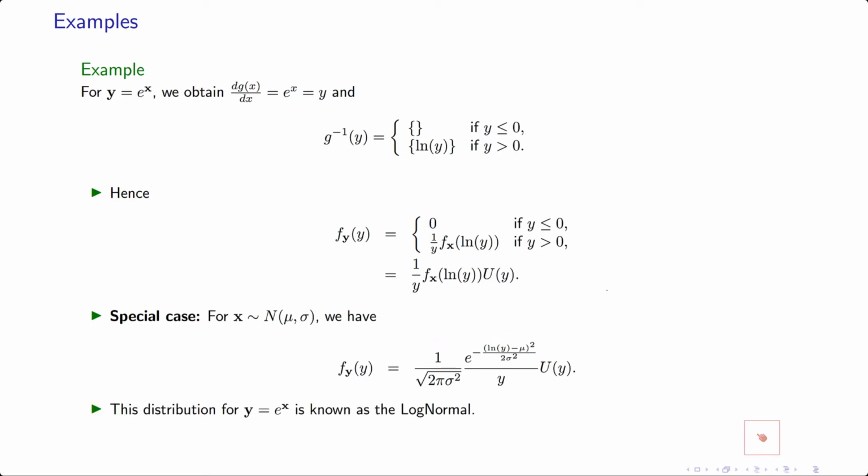So the distribution of Y equal e to the power of X is log normal when X has a normal distribution. This is why we call it log normal, because log appears here. Remember that we apply an exponential function, but we get the log normal distribution, not the other way around.